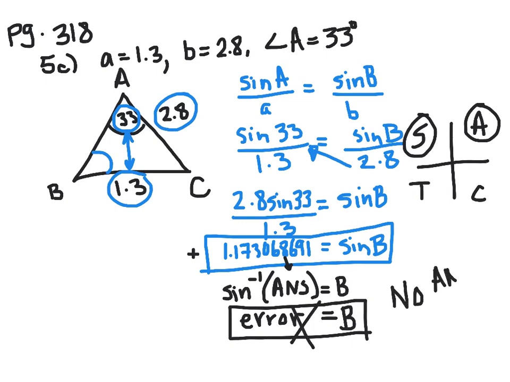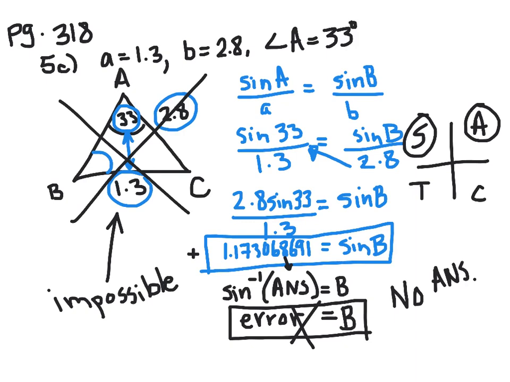What does that mean? If there are no answers for B, then it is impossible. You can try doing this with a protractor and a ruler. It is impossible to construct this triangle. Impossible. You cannot construct a triangle with these measurements here.